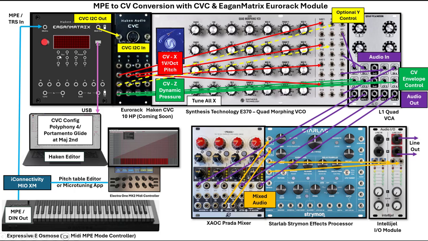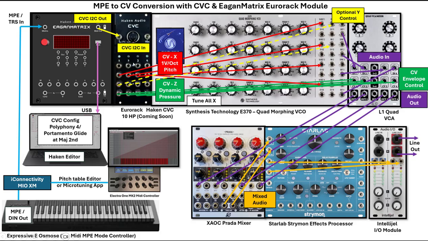So we have the connections to the EaganMatrix module. I'm not going to use the audio output or audio input of the module. I'm not going to use CV inputs to the module. Everything will be done, in this case, through MPE that will be translated to CV. So the MIDI out connector on the Eurorack module I'll set to its I2C output option and connect that with the TRS cable to the CVC. And now any MPE data that I send to the Eurorack module is going to be translated into CV data.